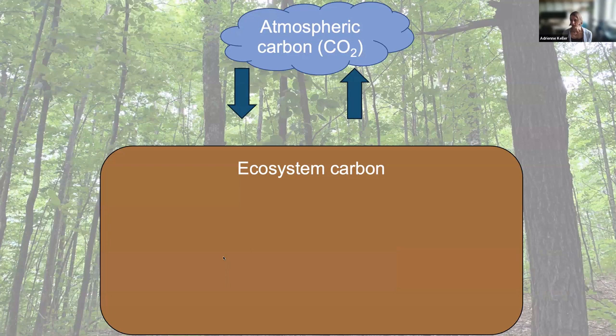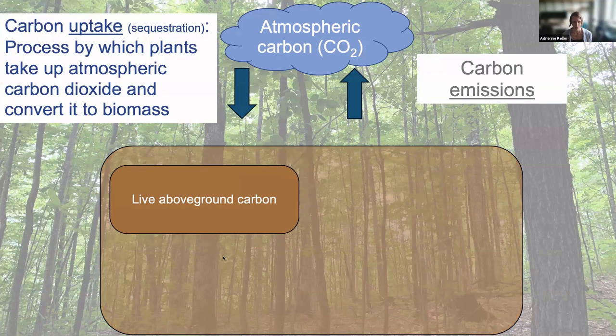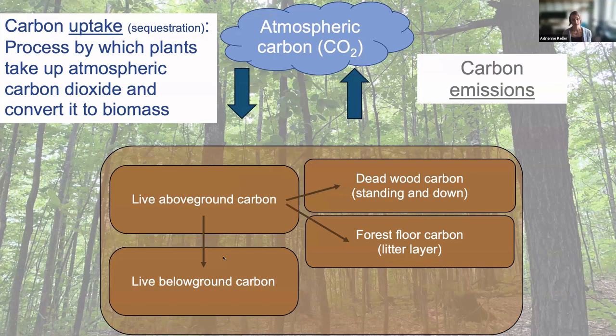So to evaluate and to predict where and for how long carbon is stored in your ecosystem, it's helpful to break this big box of ecosystem carbon into smaller pools. And so a lot of us are familiar with the live above ground carbon pool. That's what we tend to manage most for. And that's where carbon is initially moving from the atmosphere into the ecosystem carbon pool, right, through photosynthesis.